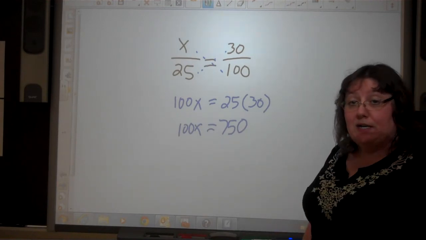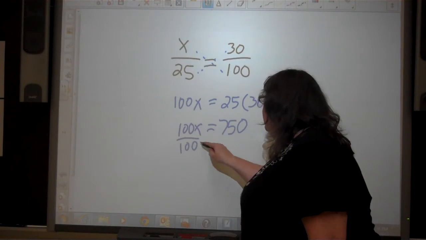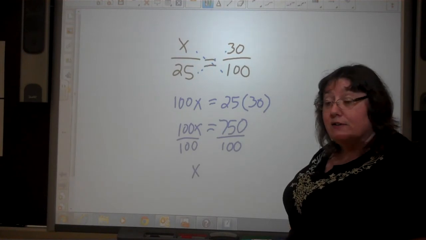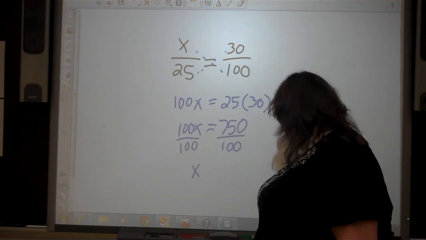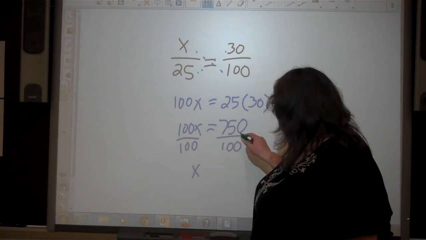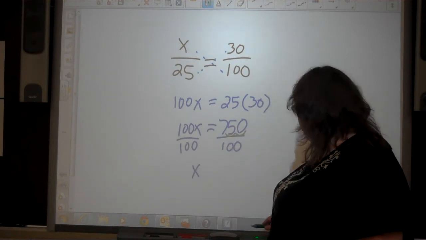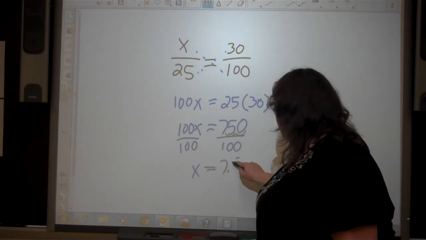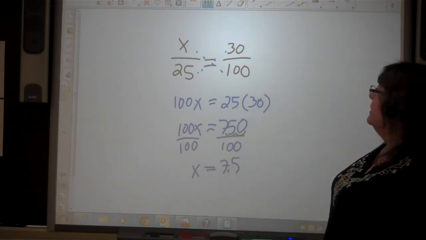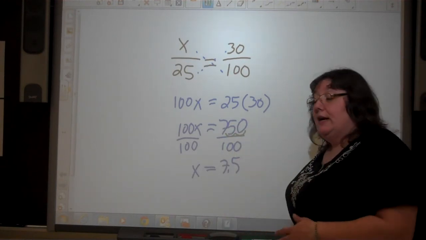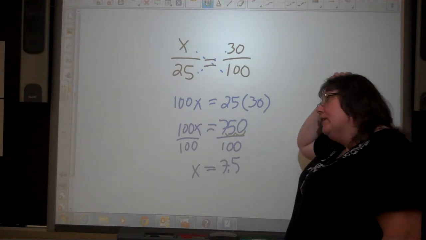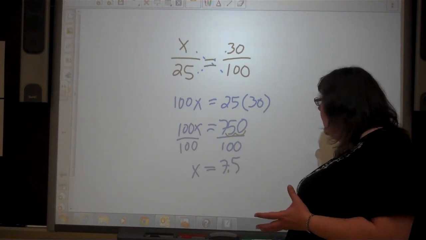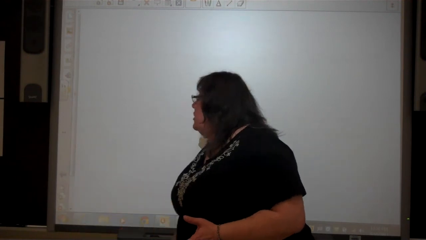At this point, I need x by itself, so we're going to go ahead and divide by 100. What that does, I don't even need a calculator, folks. All that does is it moves my decimal 2 places to the left. Okay? So I am looking at an x of 7.5. Okay? Alright, so that's how you do the cross multiply and divide. Alright, and you're going to run into that with your units in this next section. Okay? So that's proportions. Next we're going to look at is changing units.